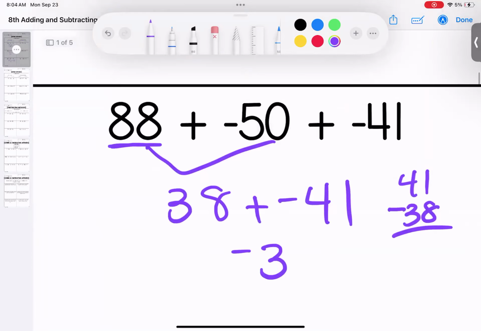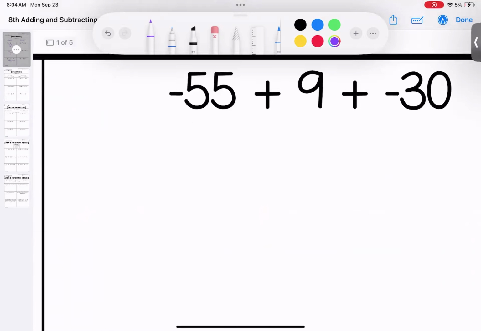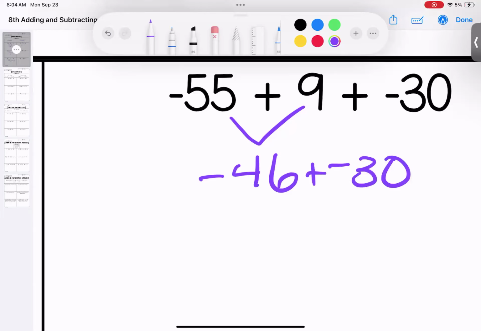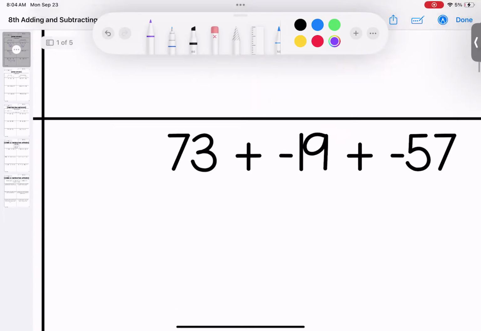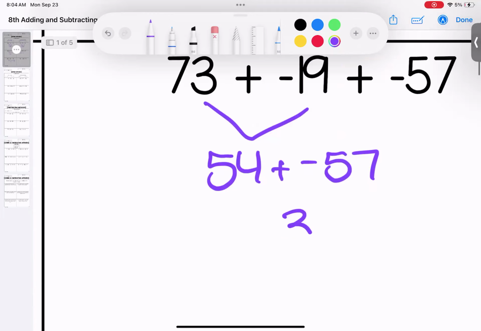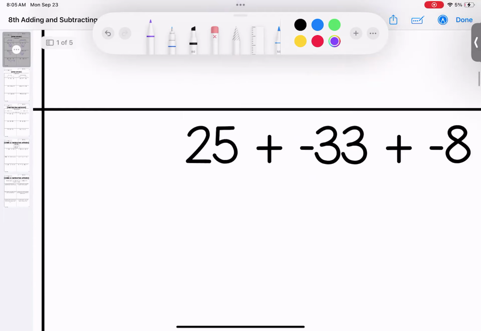Let's go back up to the top here, going down the second side. We have opposites, we subtract. 55 minus 9 is 46. It's negative. And then same sign sum, 46 plus 30 is 76, growing in its negativity. 73 minus 19 is 54, it's positive. And then 57 minus 54 is 3. Bigger one is negative, so that 3 is negative.